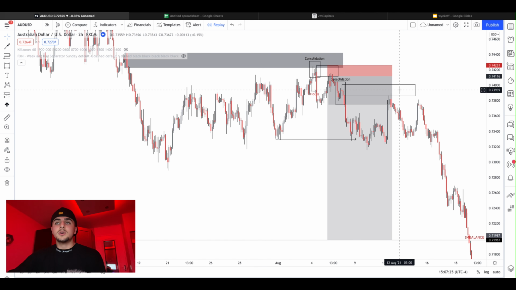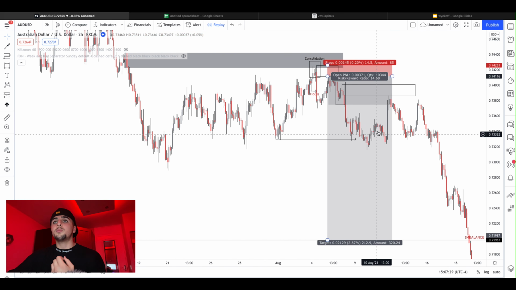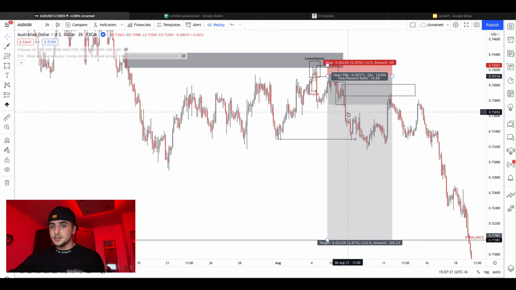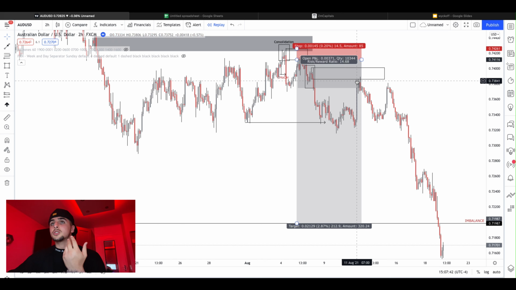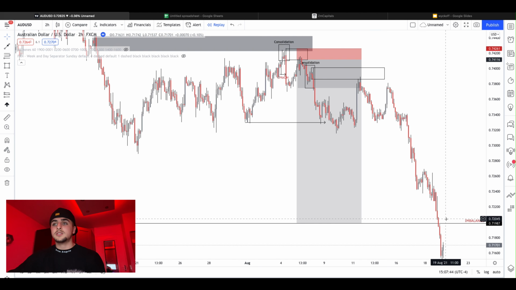But as you can see, that wasn't necessary, because we know once this low was broken, price will pull back to fill in any imbalances. We can clearly see we have some inefficiency here and some unmitigated areas of supply here. So we know price is going to pull back, tap into this area of supply, and then continue distributing price over to the downside.